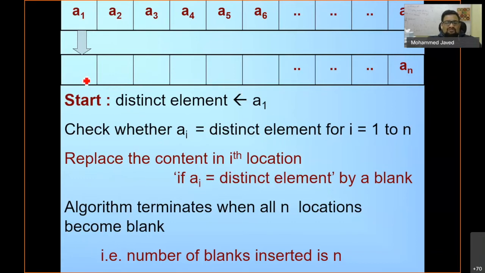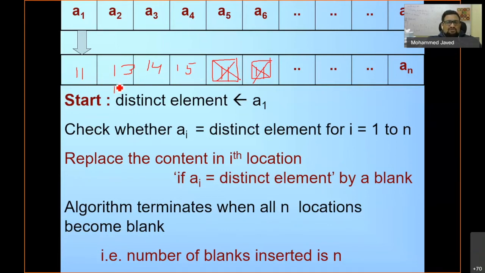For example, here you find 11 and here you find 11. You have 11 here, here you have 13, here you have 14, here you have 15. The first element was 11, so you simply trace the array, and wherever you find 11, you simply insert a blank. So this becomes blank, this becomes blank. And the algorithm terminates when all n locations become blank.